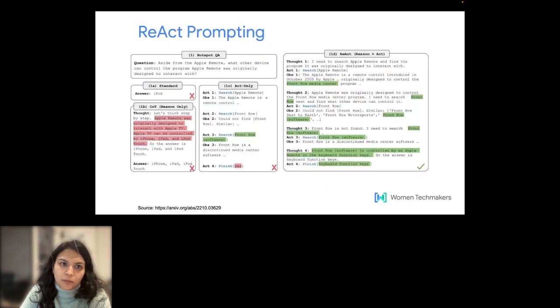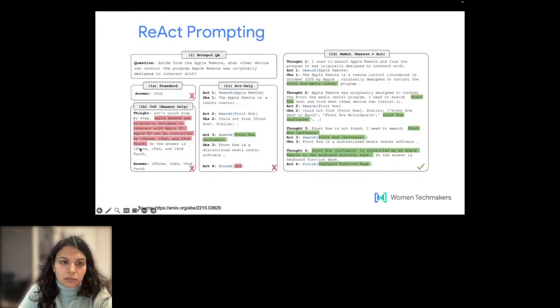Moving on to ReAct prompting. ReAct is a combination of reasoning plus action. So let's again look at this example. We have given this prompt: aside from the Apple Remote, what other device can control the program Apple Remote was originally designed to interact with? And with a standard prompt, the answer the model generates is iPod, which is wrong.